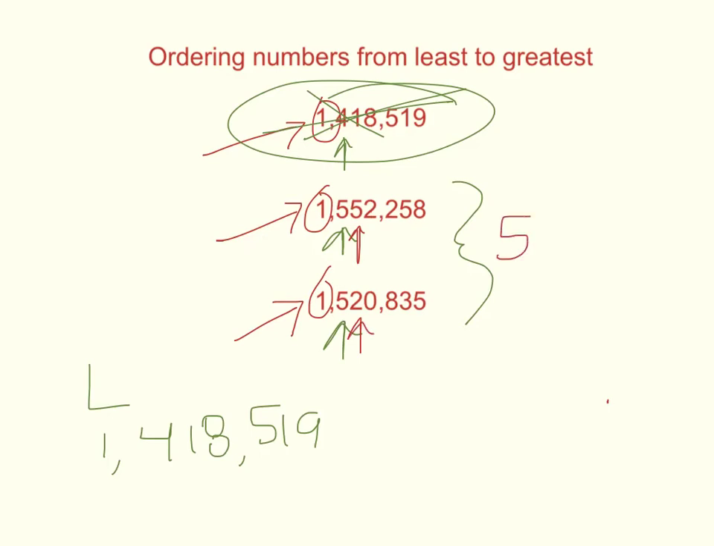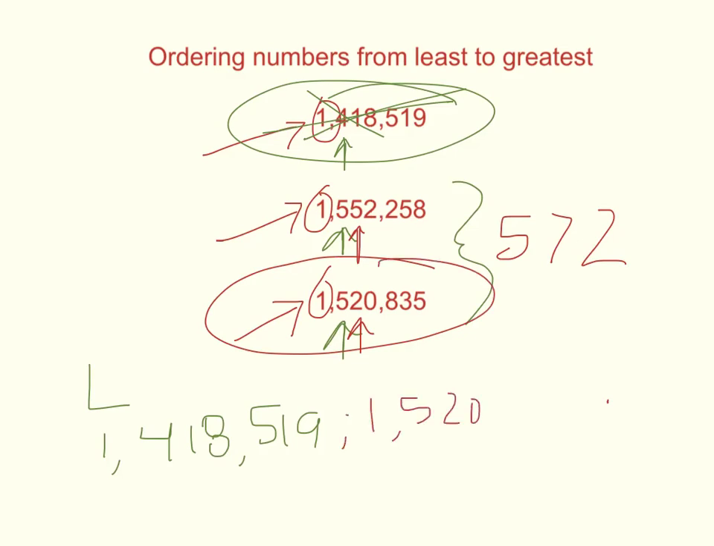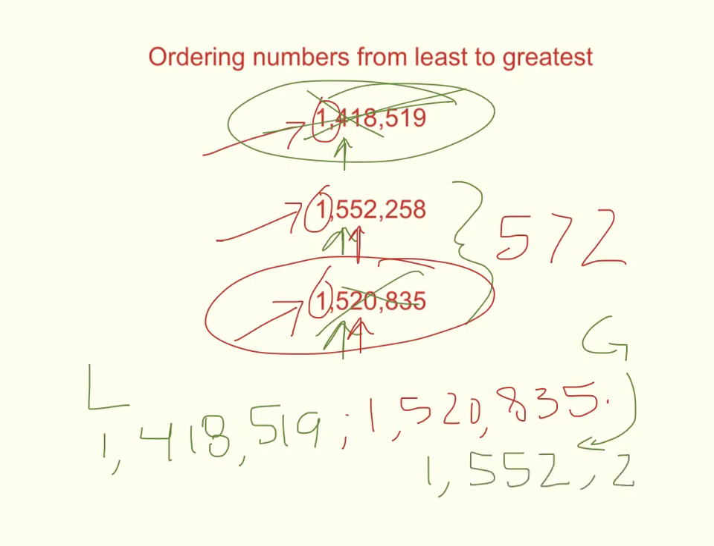I know 5 10,000 is larger than 2 10,000, so I want to put 1,520,835 as my next number in ordering from least to greatest, and thereby the greatest number is going to be down here at the bottom. I can cross this off, but it's going to be 1,552,258.